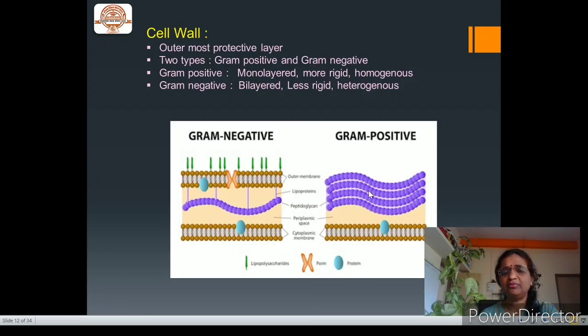Because of the large amount of peptidoglycan, the gram positive cell walls are more rigid. In case of gram negative, as there is less peptidoglycan and it is on the inner side of the cell wall, the cell walls are less rigid. So that is the introduction about the types of cell wall. Now we will go into detail about the gram positive cell wall and gram negative cell wall, which are the components of each.